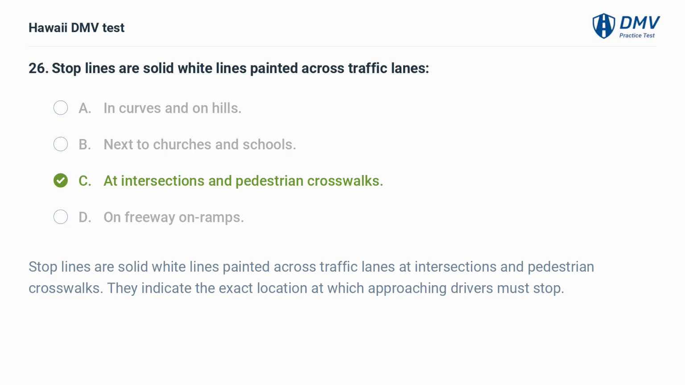Stop lines are solid white lines painted across traffic lanes at intersections and pedestrian crosswalks. They indicate the exact location at which approaching drivers must stop.